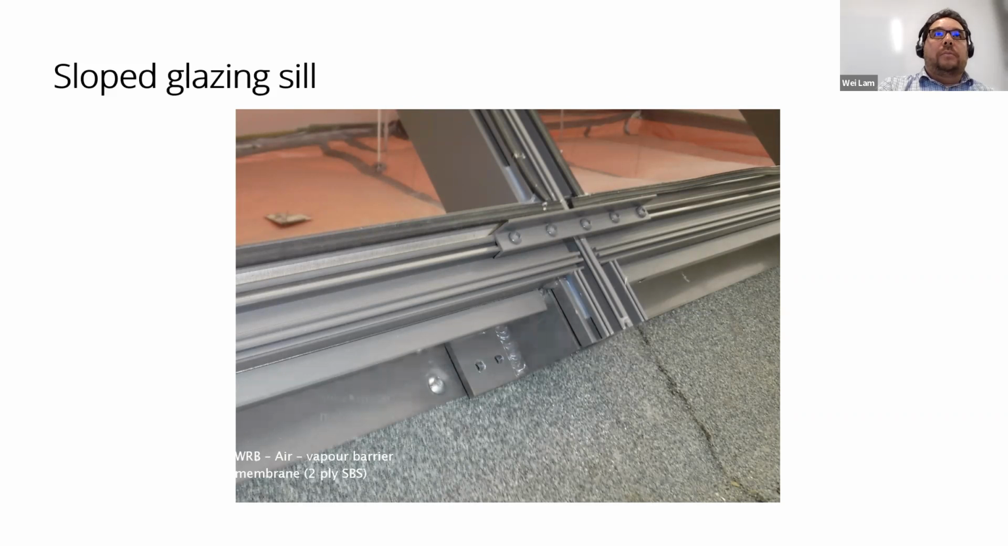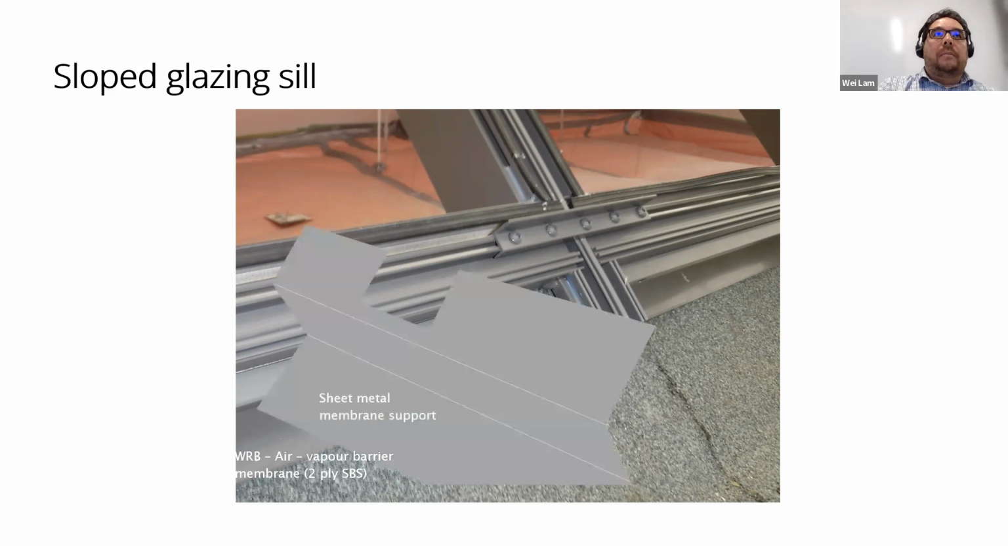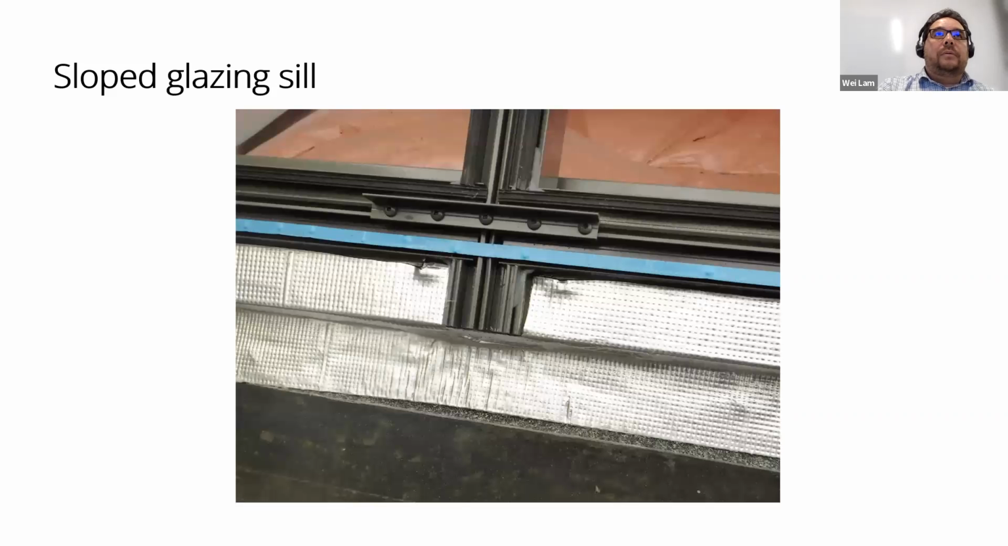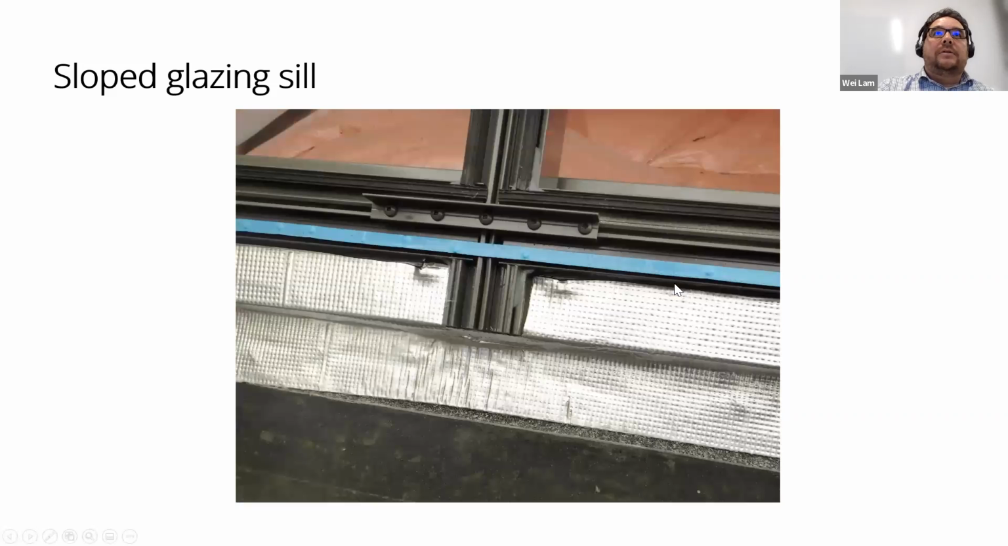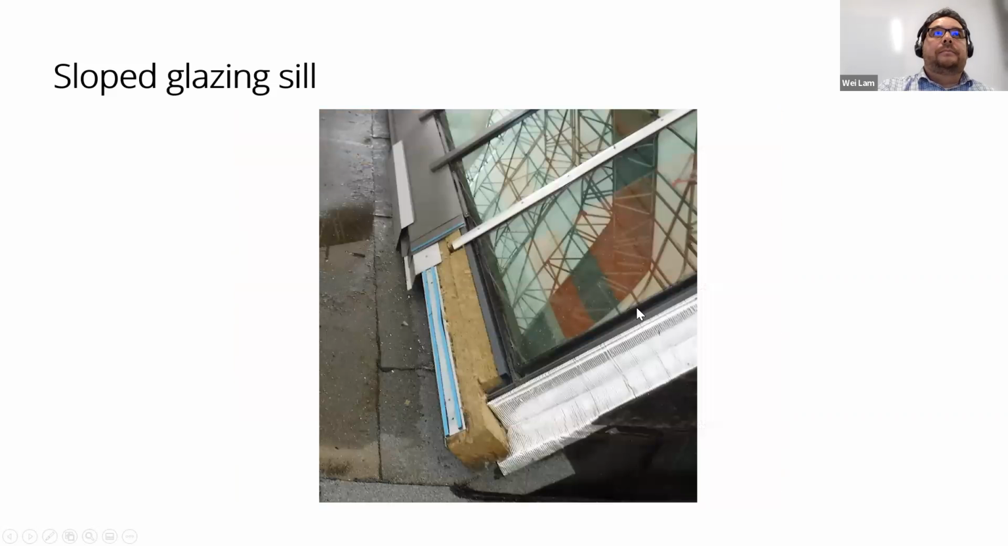And so here is the slope glazing sill. This was the sheet metal support membrane that gets installed. Well, looks like I don't quite have it, but this was intended to close off the sections here and make it easier to apply this transition membrane onto the roofing.